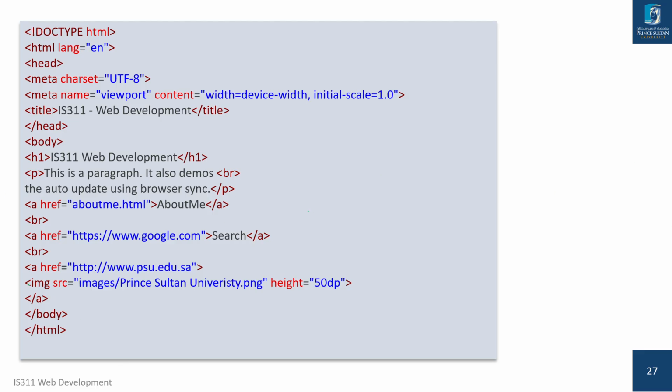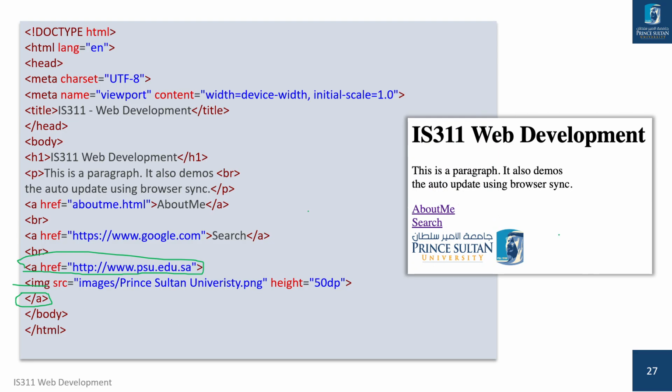Where is here. If you look at that, this is our a tag, and this is the closing a tag, and inside I have this image. So now this image is actually clickable, and when we click on this image, it will open up the home page for the Prince Sultan University. Is it clear? All good?